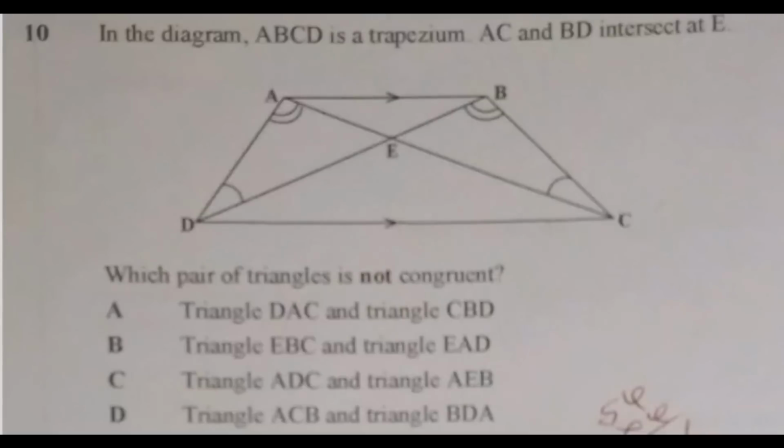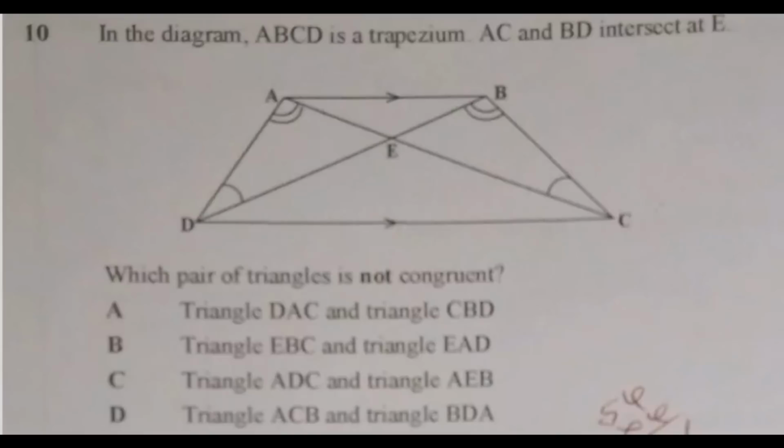Question 10 is as follows. In the diagram, ABCD is a trapezium. AC and BD intersect at E. The question is, which pair of triangles is not congruent?